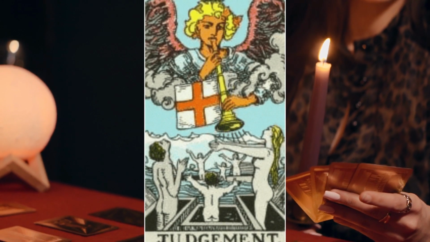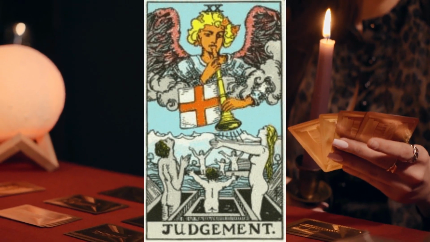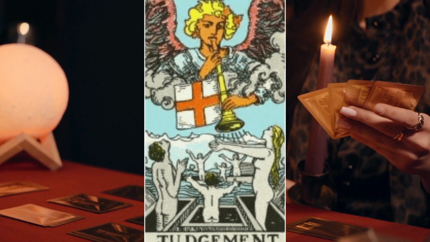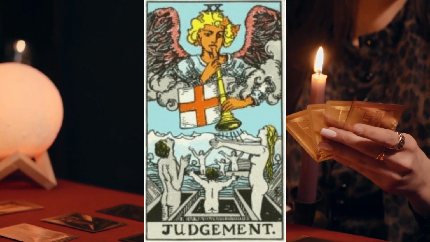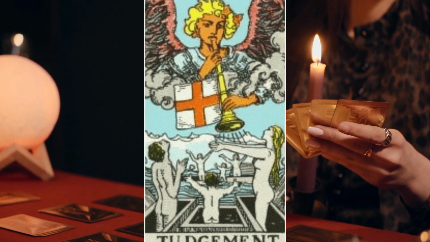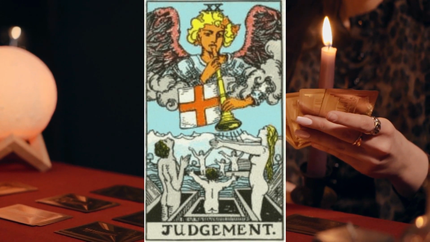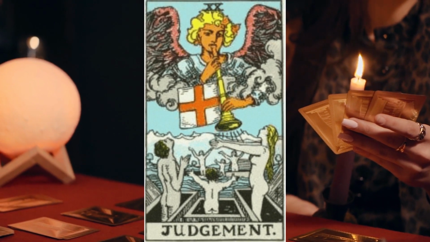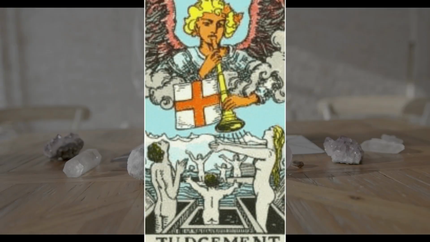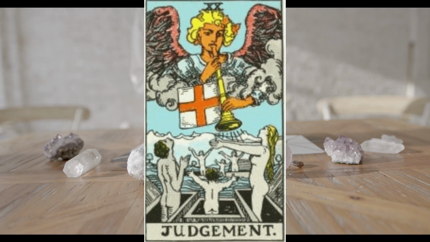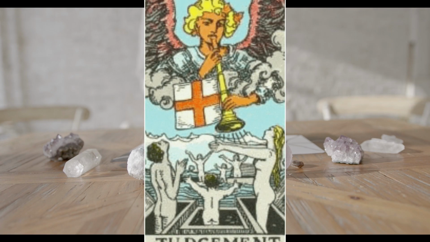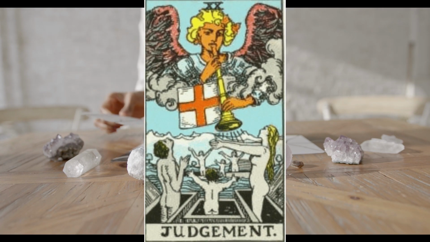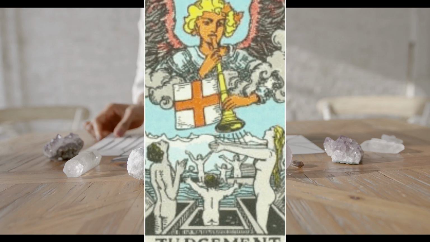Judgment, 20. Upright: reflection, inner calling, reckoning, awakening, rebirth, absolution. Reversed: feeling down, self-doubt, missing the call, fearlessness. Now is the perfect time to weigh your actions and see to it that they are in line with your values and beliefs. The things that you did in the past or are doing today, do they reflect your core values and beliefs? Do they direct you to your goals and purpose?